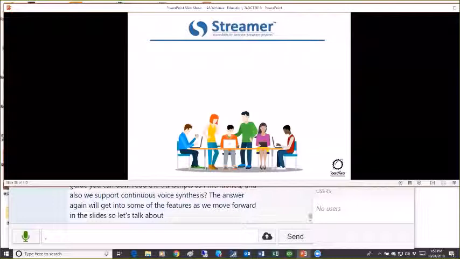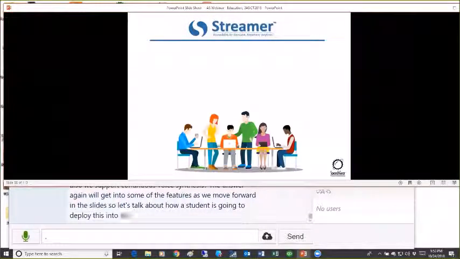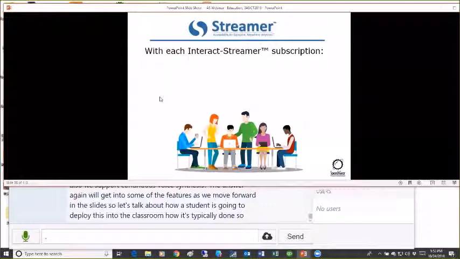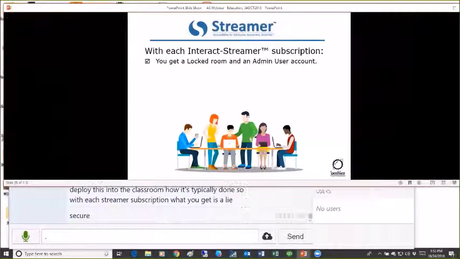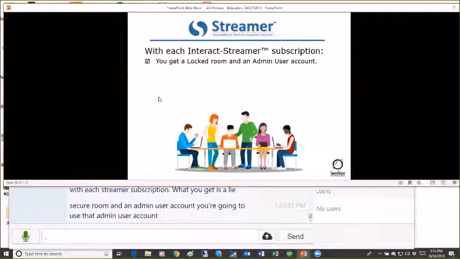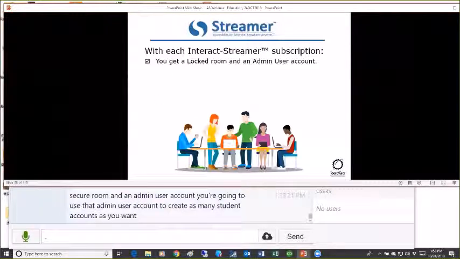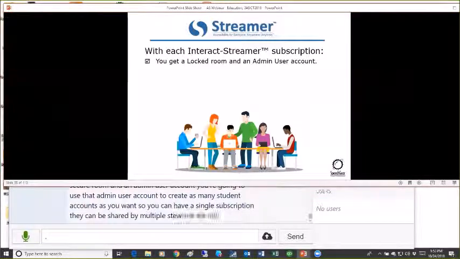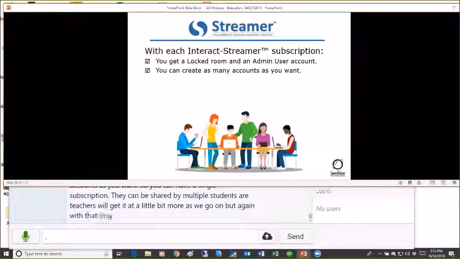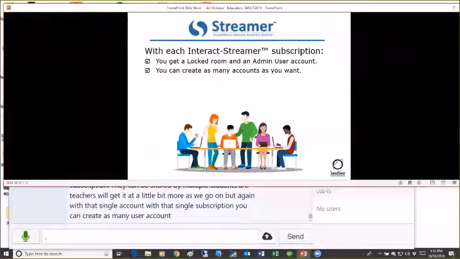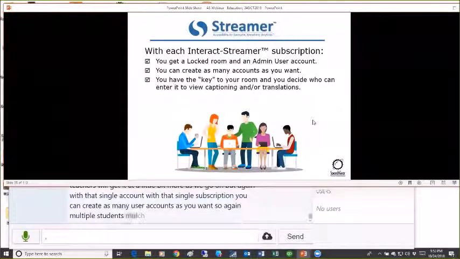So let's talk about how a student is going to deploy this into the classroom, how it's typically done. With each streamer subscription, what you get is a locked, secure room and an admin user account. You're going to use that admin user account to create as many student accounts as you want. So you can have a single subscription that can be shared by multiple students or multiple teachers. We'll get into that a little bit more as we go on. But again, with that single subscription, you can create as many user accounts as you want. So again, multiple students, multiple teachers.